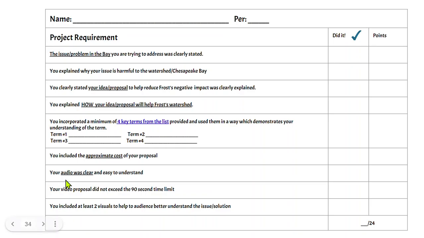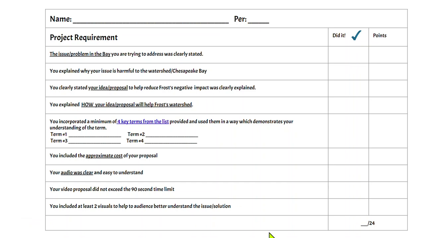Okay. Was your audio clear and easy to understand? If I click on your link and I can't hear anything because it just didn't record properly, I can't grade it, right? So double check and make sure that your video is audible, something that I can hear. And did you make sure that your video proposal was not longer than 90 seconds?